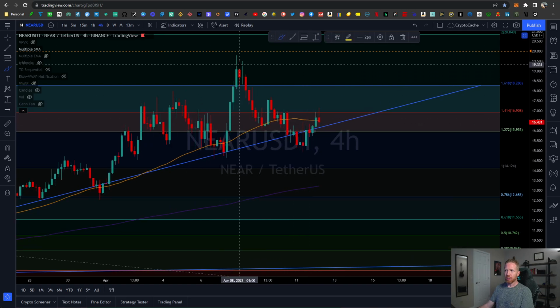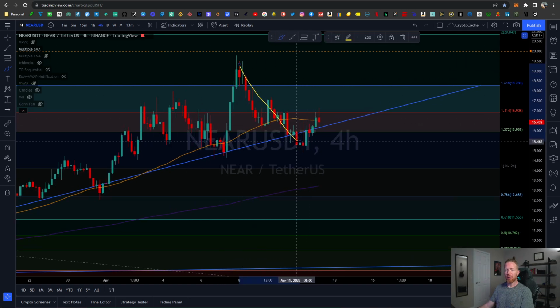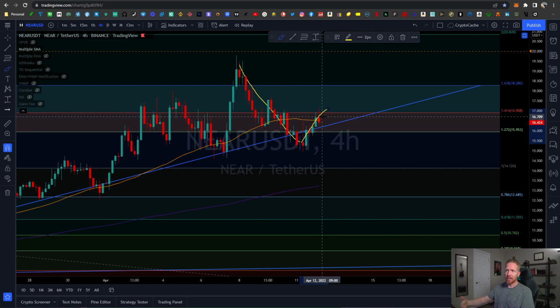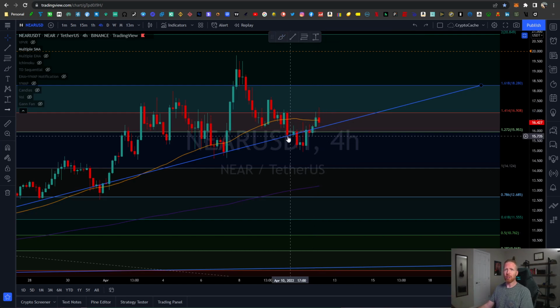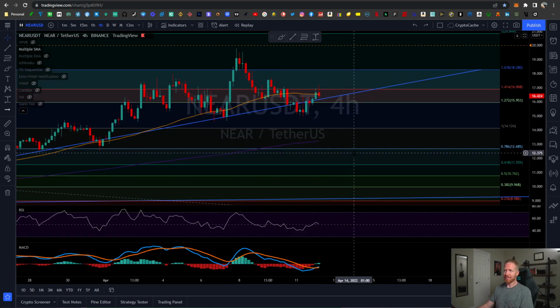Yes, it retraced when Bitcoin retraced too, but not quite as significantly as most other coins, and it's also bouncing and recovering a lot faster than other ones as well. So again, Near Protocol is looking much better overall, which is par for the course for this coin, all things considered.